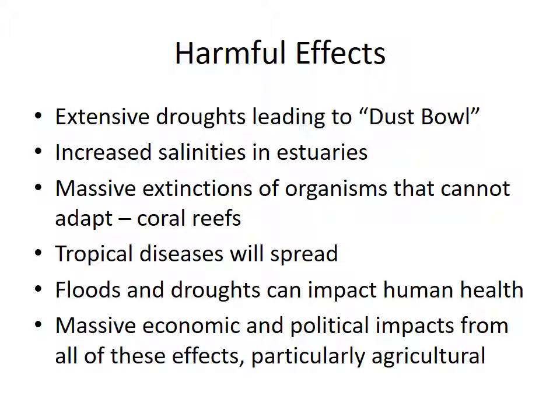of the first victims. Tropical diseases will spread as organisms move further poleward. Floods and droughts will impact human health, and there will be massive economical and political impacts and instability due to these effects, almost entirely due to changes in agriculture and water.